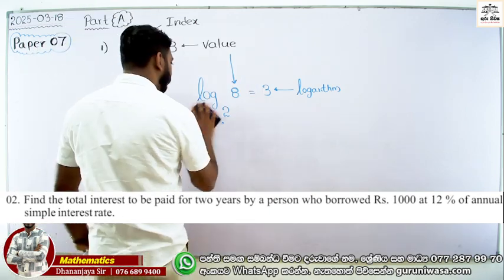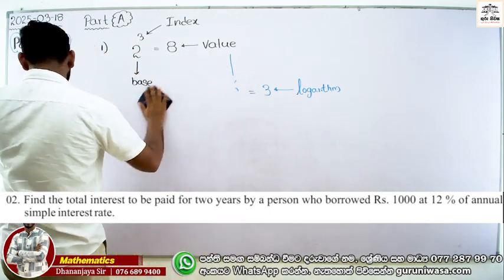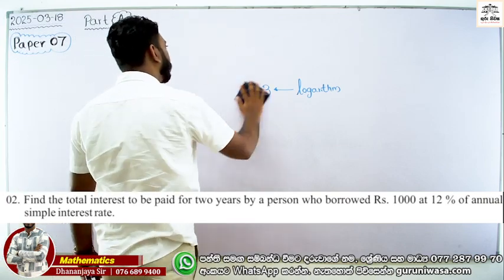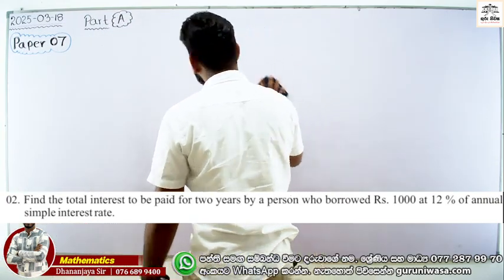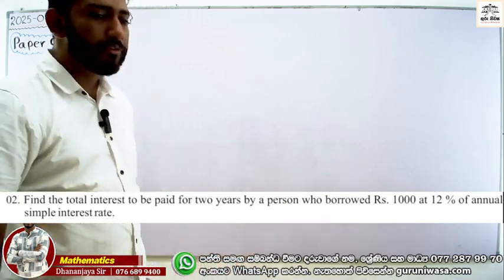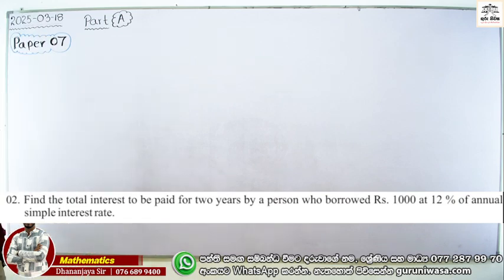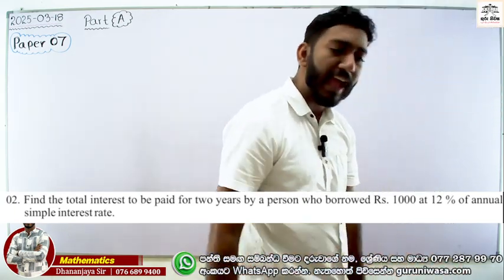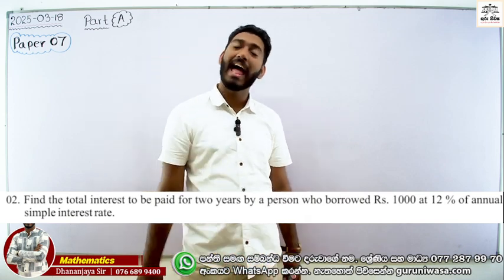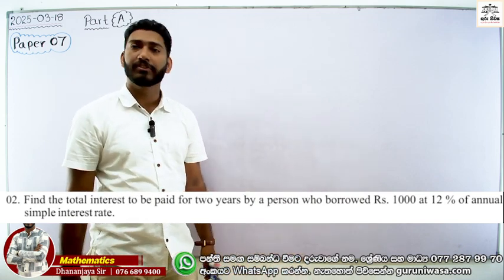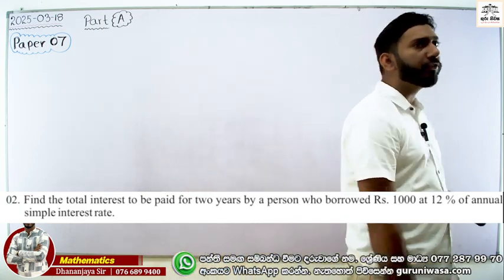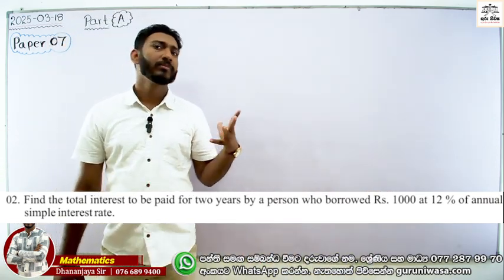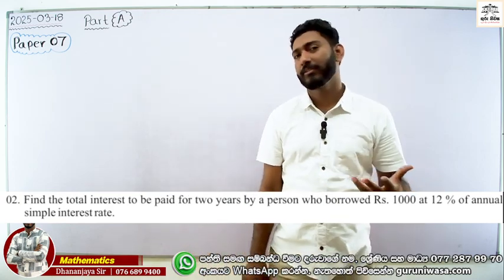Now, second question. Question number 2. Find the total interest to be paid for 2 years by a person who borrowed 1000 at 12% annual simple interest. This one becomes the annual simple interest, and this one is a grade 10 part. Grade 10 part, right?